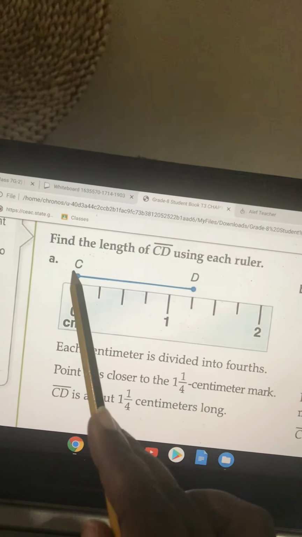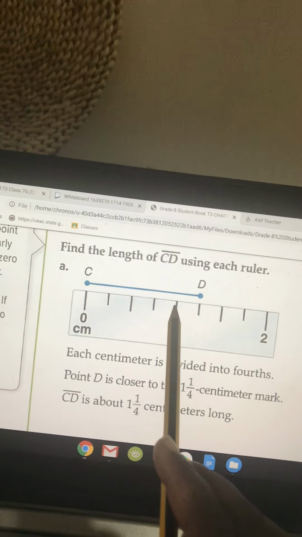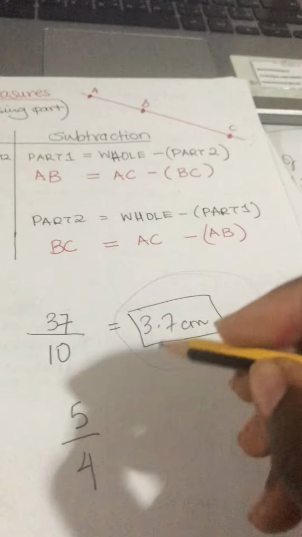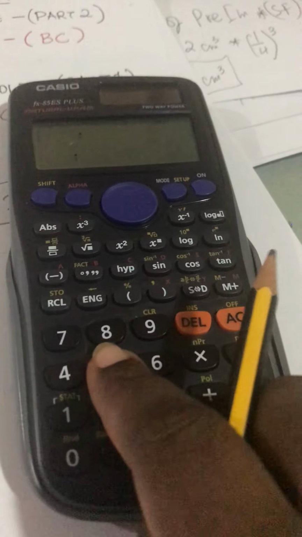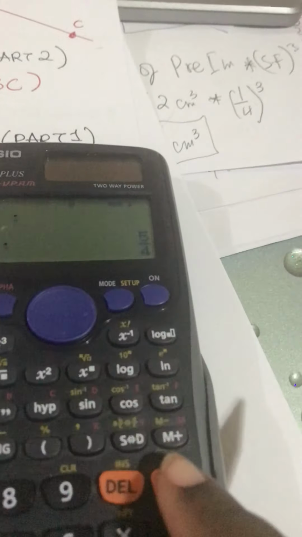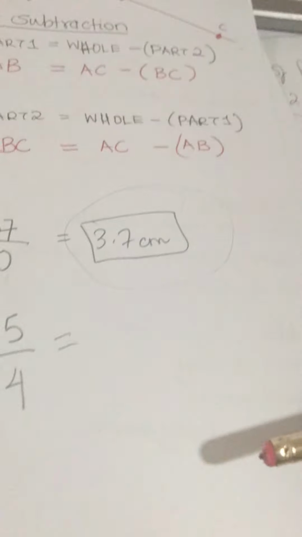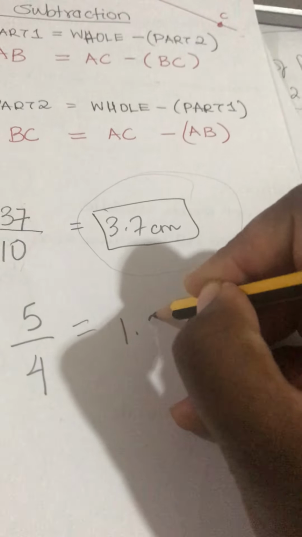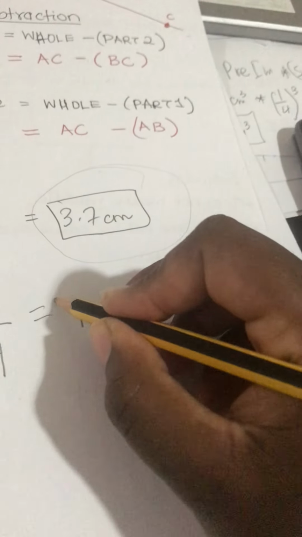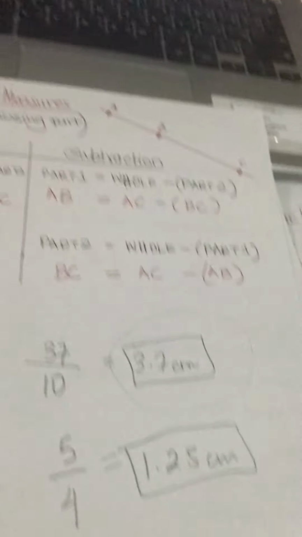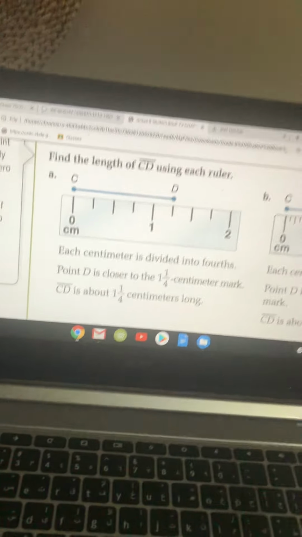How many spaces from C to D? 5, because this is 4 and another one extra. So 5 over 4. Then change it to decimal. That should be 5 divided by 4. You write that, and you write your units, whatever the unit is, centimeters. The unit, you'll always find it labeled on your ruler.